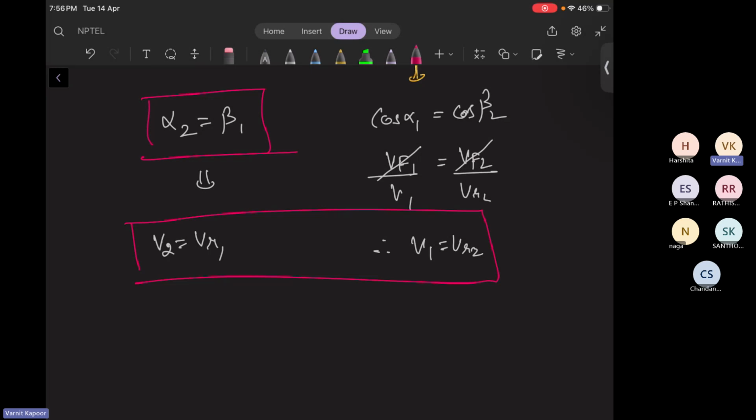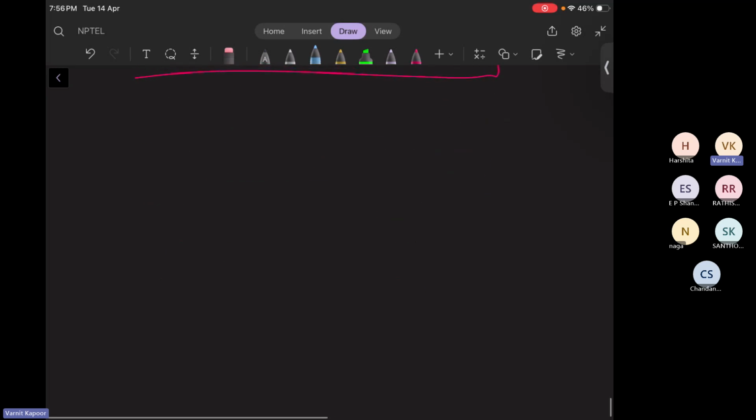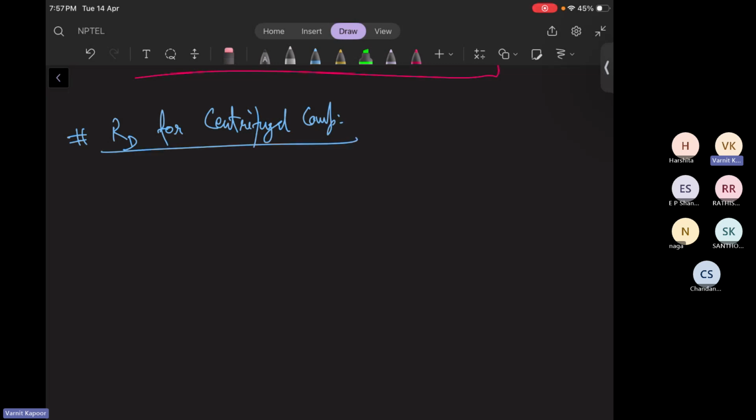All right. We can also derive the degree of reaction for centrifugal compressors. We have not derived it earlier, so let me derive. It will take a minute. RD for centrifugal compressor. Let me write. So what was the expression of RD?